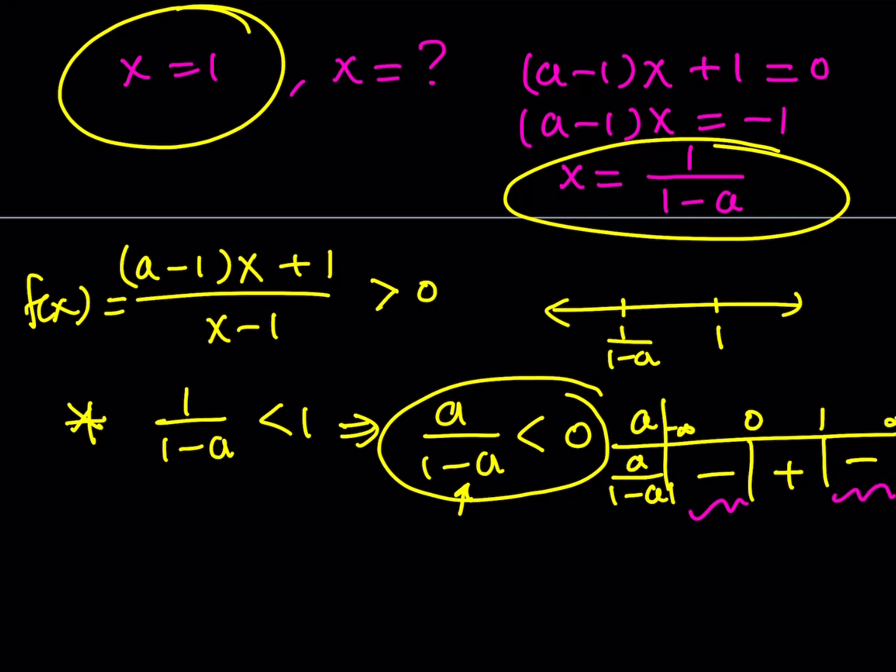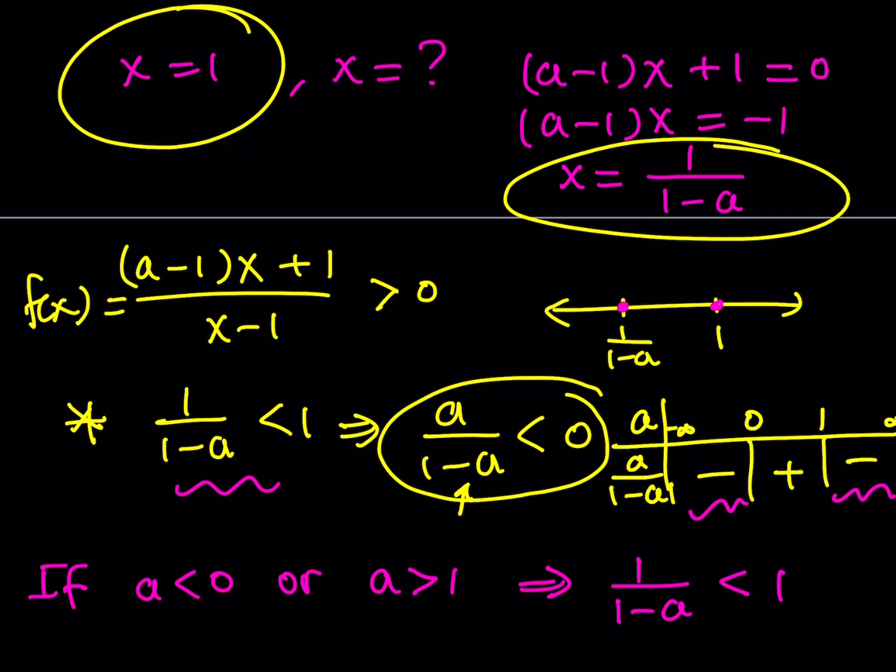So in other words, I'm going to write this as an if statement, and that's important because at the end, when we put this all together, those if statements are going to be super duper important. So pay attention to those. Okay, great. So now if a is less than 0 or a is greater than 1, then we have 1 over 1 minus a being less than 1. And that comes from here. And that comes from here. Okay? Remember, we solved an inequality. In order for this to happen, what needs to happen? If a is like that, then this is going to be true.